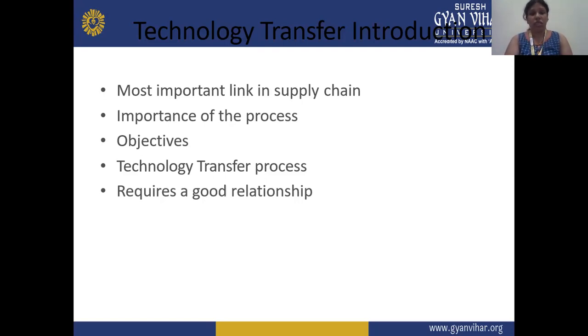Okay, so technology transfer is the most important link in the supply chain. It is a very important process. It has many objectives. The technology transfer process is a very simple, step-by-step process which is essential for any product which is developed in R&D, in the pharmaceutical field. It is very, very essential now, and it requires a good relationship to transfer the technology in a proper manner.